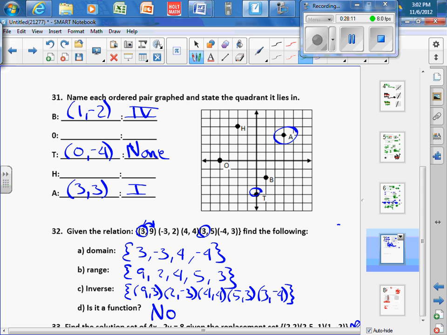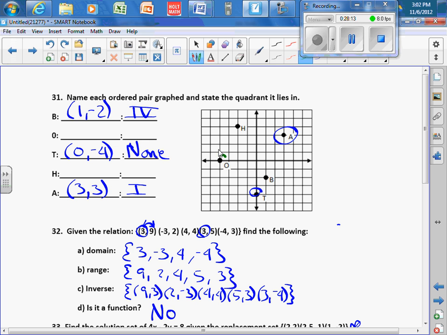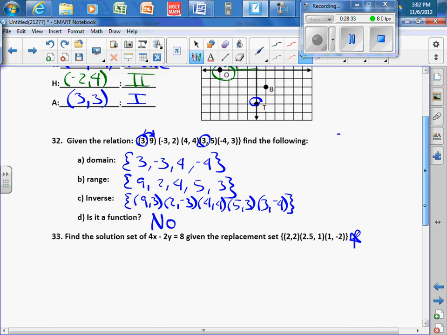Page 7, continuing on with the points. The point O is at negative 4, 0. The quadrant is none. H is at negative 2, 4. And it is in quadrant 2. Don't forget to use Roman numerals.